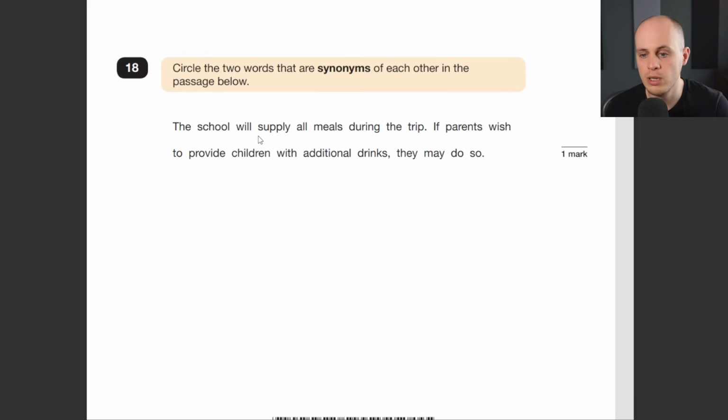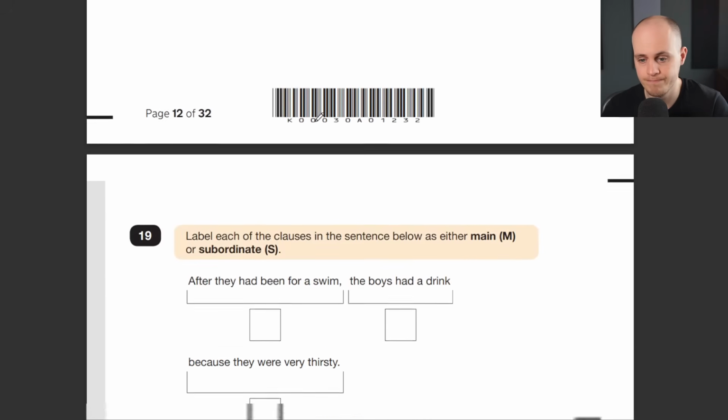The school will supply all of the meals during the trips. And then this sentence is basically saying, but if parents want to supply their own stuff, they can. But they didn't use the word supply: if parents wish to provide children with additional drinks, they may do so. So those verbs jumped out at me as doing the same job, but with slightly different words. Those questions can be really hard, guys. They take a bit of experience, and you just have to read the sentence a couple of times and see what jumps out at you.